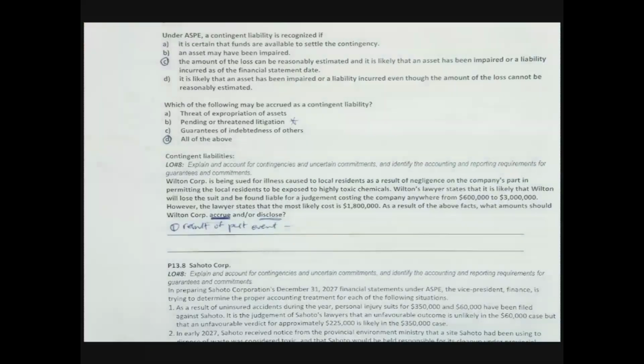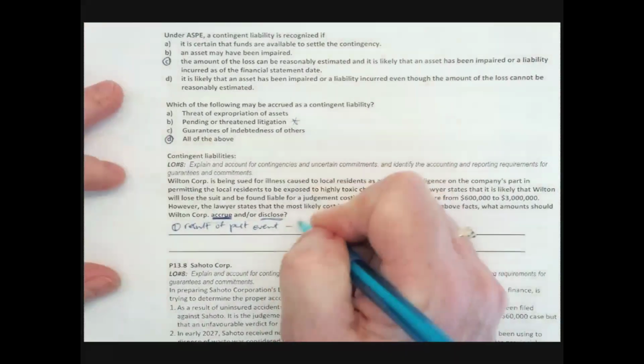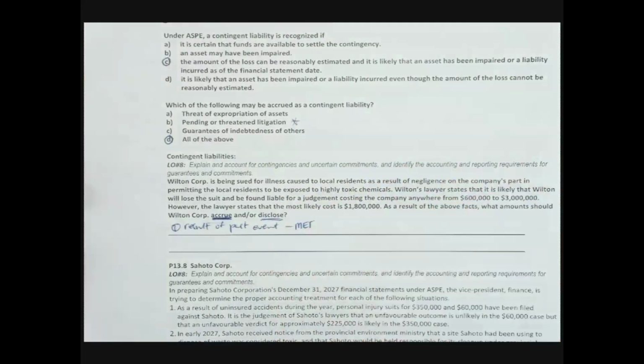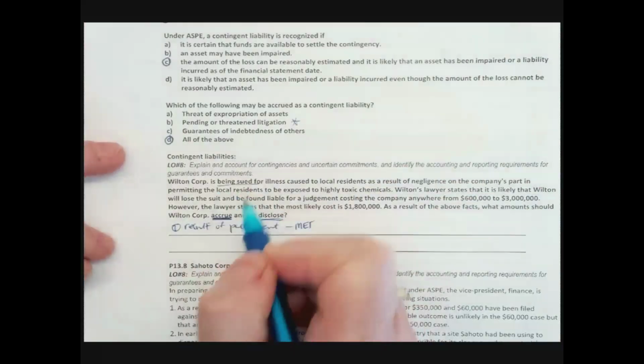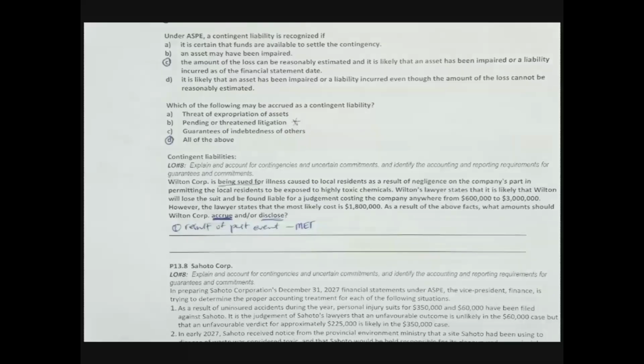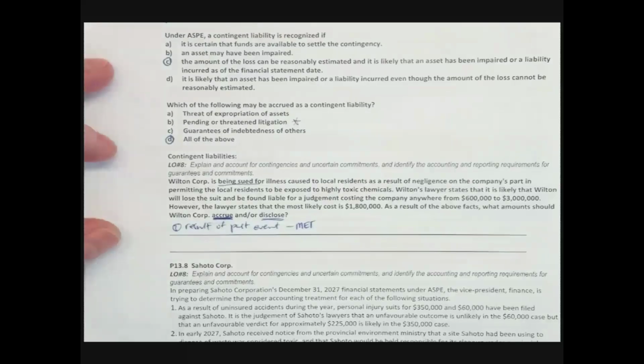Is this a liability that has happened? I mean, yeah, because we exposed people and we're being sued. So it's not something that might happen in the future. It's happening. So that's met. Okay, it is being sued. Pending or threatened litigation, and they did expose people. So that's met.